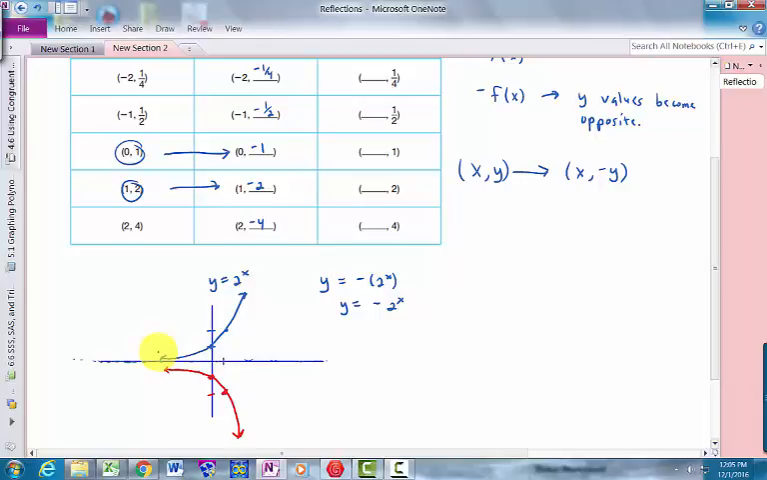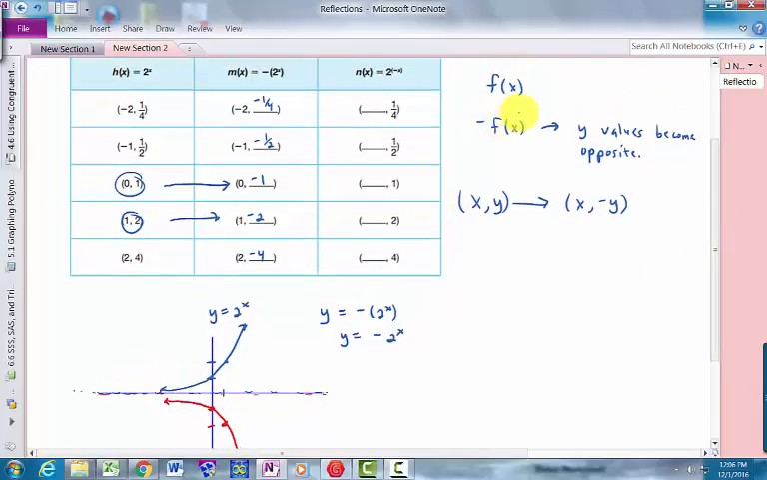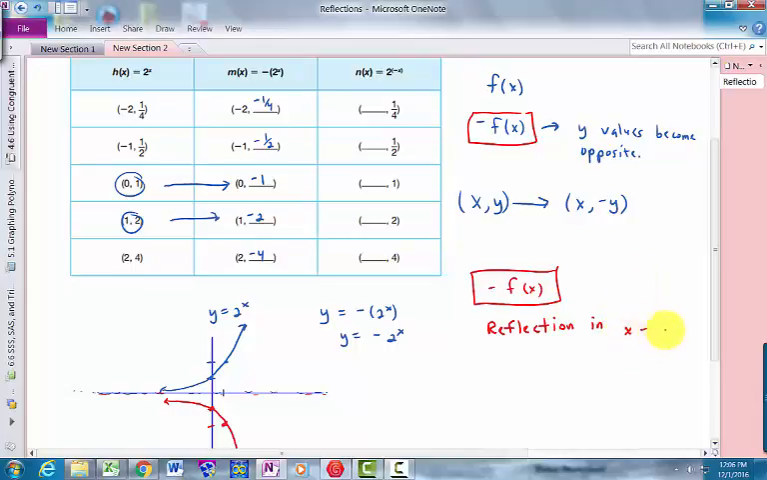And so if you recall from last year, we did reflections. Basically the blue exponential function was reflected across this asymptote, or across this x-axis, and then it became this new red one down here. So anytime that you take negative f of x in general, that is going to be a reflection. Your graph is going to be reflected, so it's going to be a reflection in the x-axis.